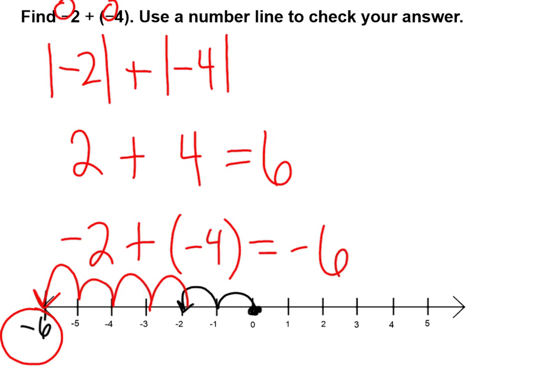Since they have the same sign, we moved left both times. Here we moved left negative 2, and here we moved left negative 4. When we combine those two, it equals negative 6.